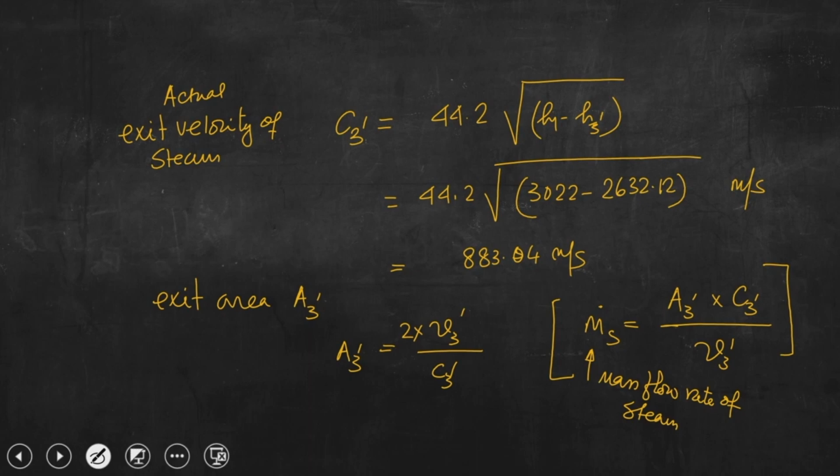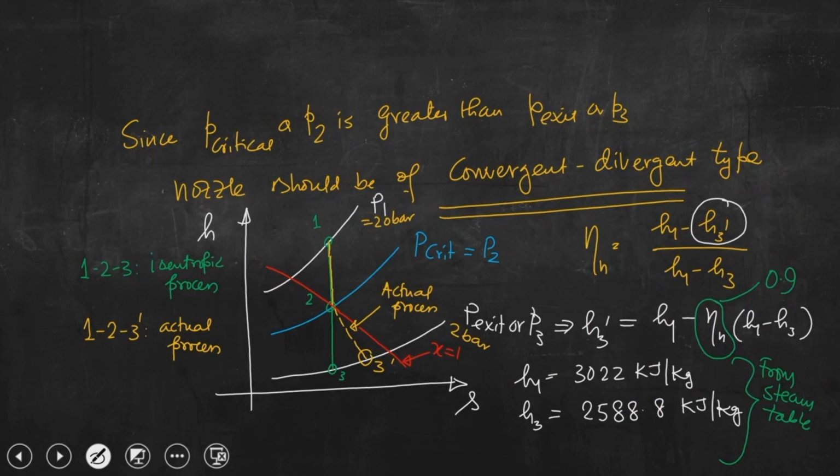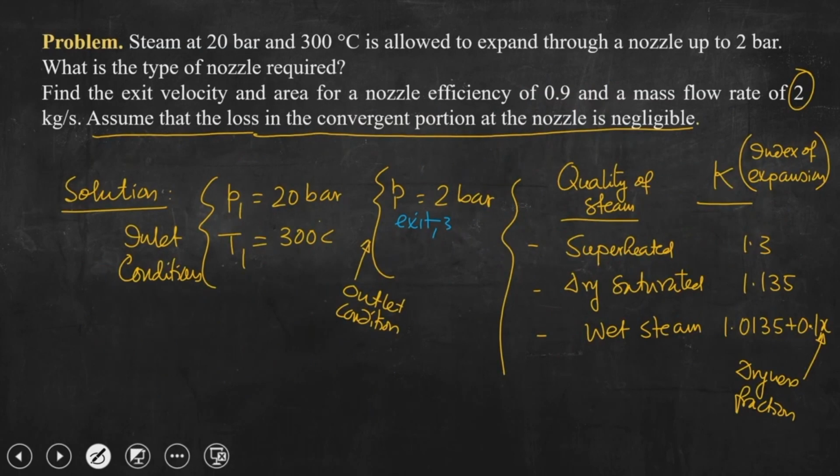And that is given 2 kg per second. So, I have written A3 prime equal to m dot s 2 into V3 prime divided by C3 prime. So, this is m dot s, and the actual answer of this particular problem is 19.1 centimeter square. So, this is the answer. So, let me tell you, if I mark this, this is the area of the nozzle at its exit, this is the velocity of steam at the exit, and this is the type of the nozzle. So, these three are the solutions for this particular problem.